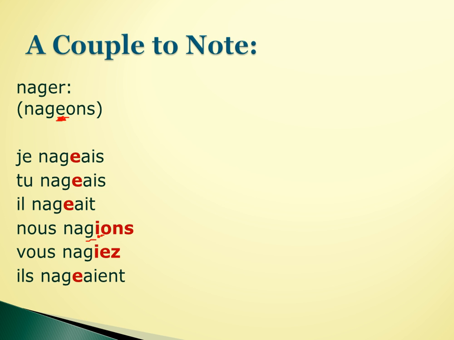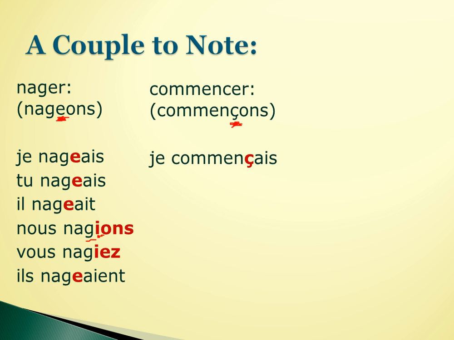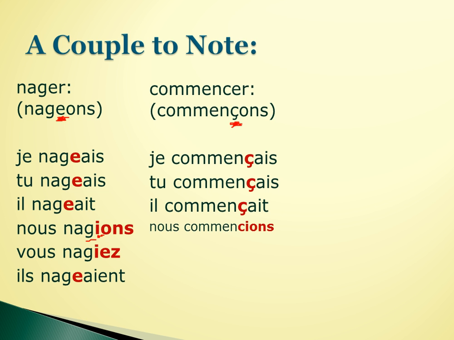So, ils nageaient. Same thing with commencer, all right, CER verbs. The way we fix those is that we get the cédille under the C in the nous form. And we're going to do that here also. Je commençais, tu commençais, il commençait. But nous commencions, because the C before an I is going to be a soft C anyways. Nous commencions, vous commenciez.